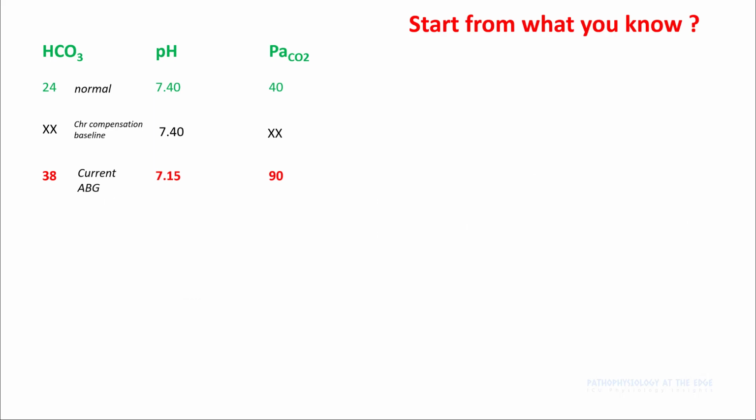So start from what you know. This patient has a pH of 7.5, PCO2 of 90 and bicarb of 38. That's your current ABG, and he's possibly compensating at baseline. The only thing we know at baseline is his pH would be 7.4, and there will be some ratio of bicarb and PaCO2 that we don't know.